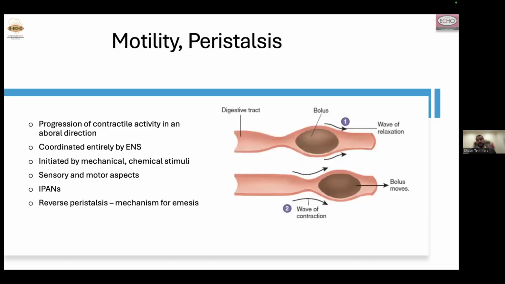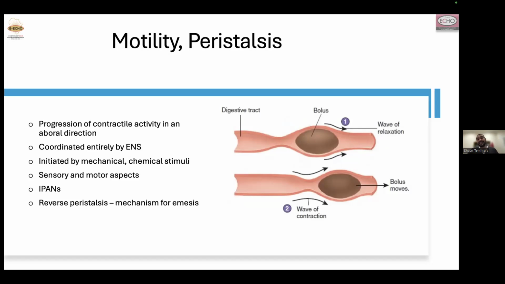This movement and automaticity of the gut allows for peristalsis, and peristalsis is a progressive contractile activity that runs in an aboral fashion. In other words, there's contraction of a portion of the intestine, and it moves the bolus forward in one singular direction. So there's contraction and distal dilatation, and this propagates movement of the bolus.